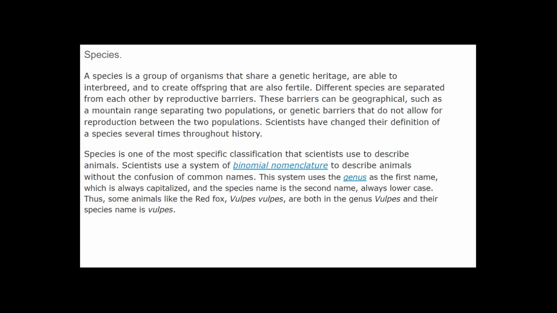Related species might have a common ancestor, and they might even produce offspring, but the offspring are infertile, such as a horse and a donkey, which produce a mule. So they are different species, although they look fairly similar. We know they're different species because the offspring can't reproduce. Different species are separated from each other by reproductive barriers.